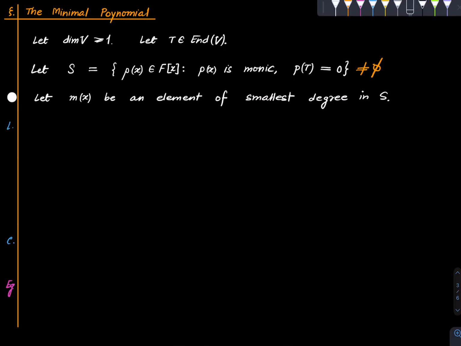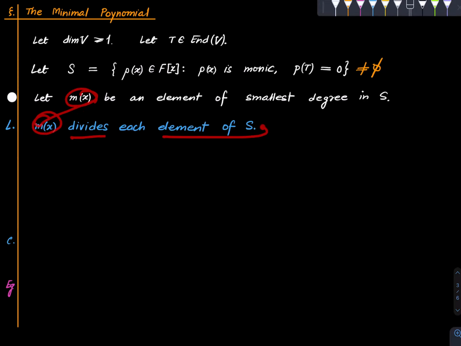So now the claim is this element that we chose divides each element of S. The element of smallest degree, any element of smallest degree, divides each element of S, and this is very easy. So let p(x) in S be arbitrary.